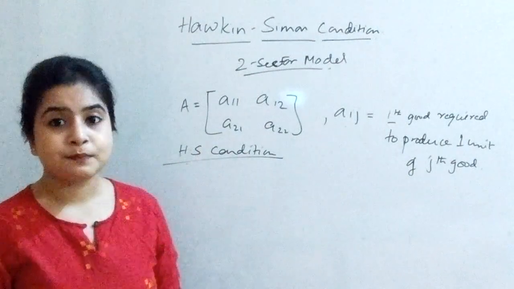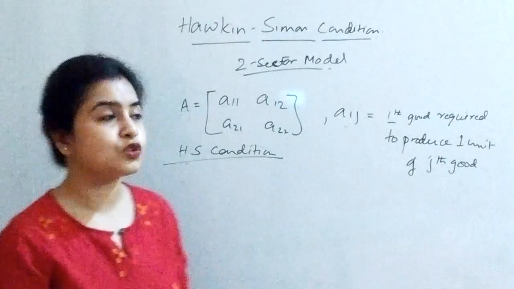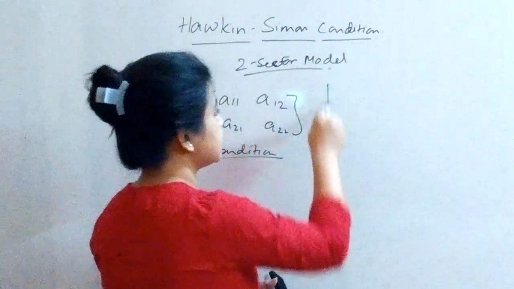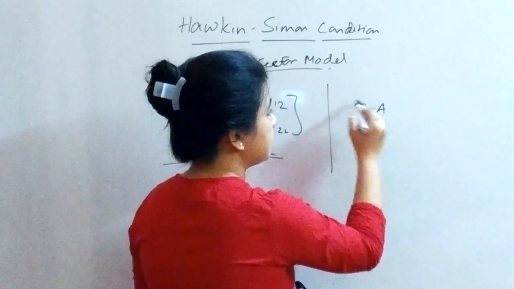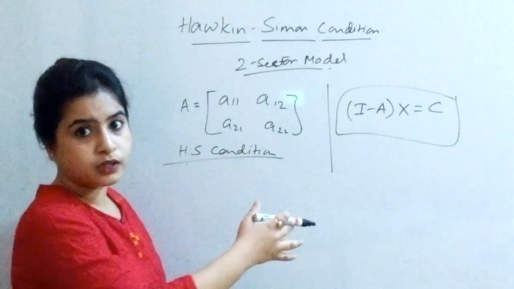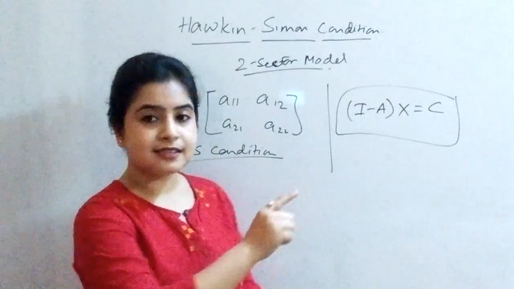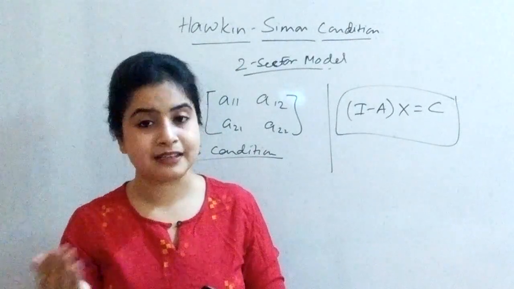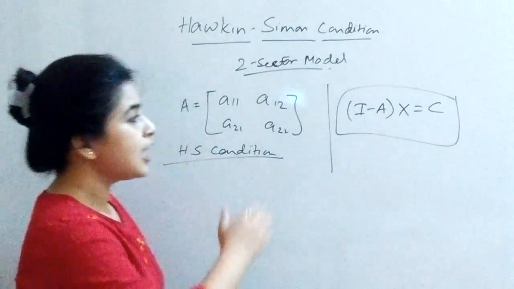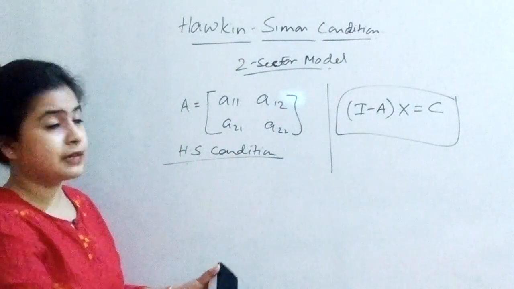In order to solve this particular matrix for any industry, we need to solve a particular equation, and the equation is nothing but (I minus A) into X equal to C. This is a very important equation that we need to solve, where I is the identity matrix, X is our final demand matrix, and C is the consumption matrix. And A is our input matrix, which has already been mentioned.